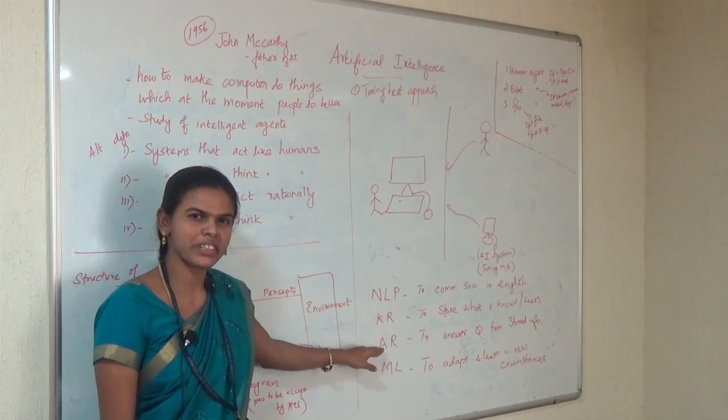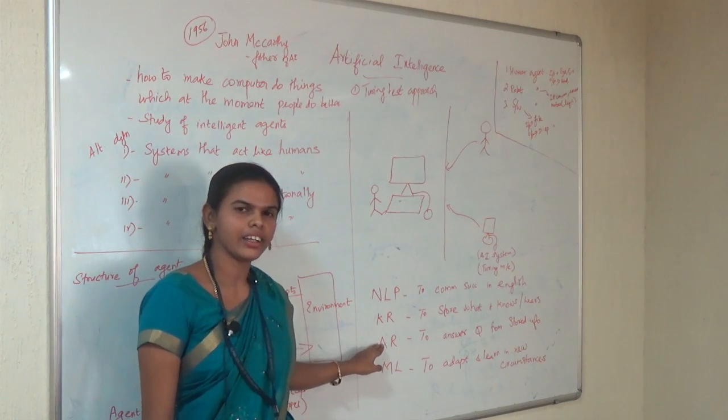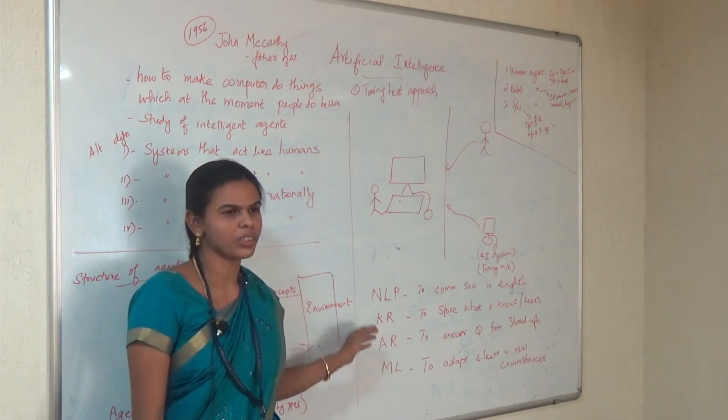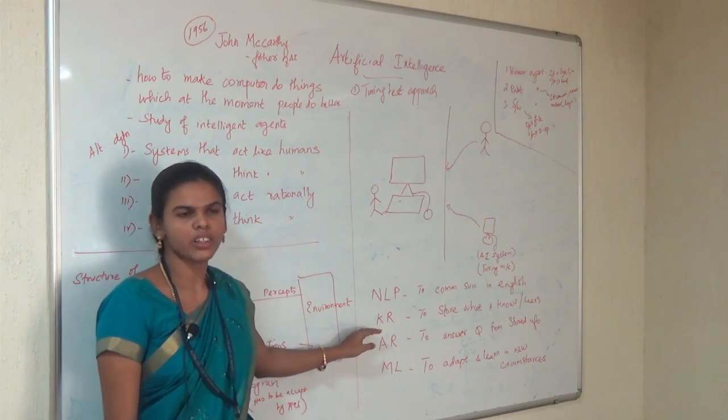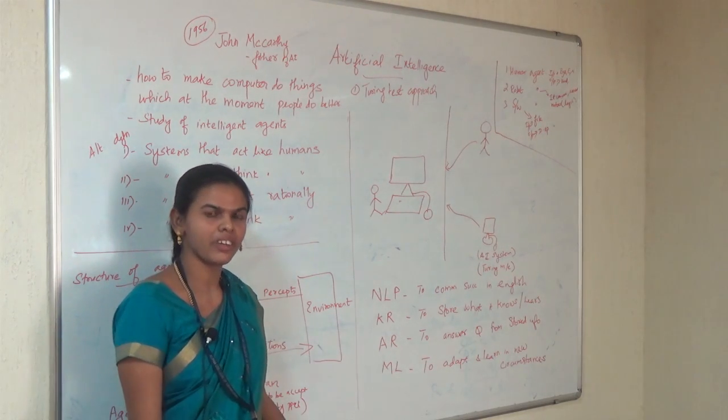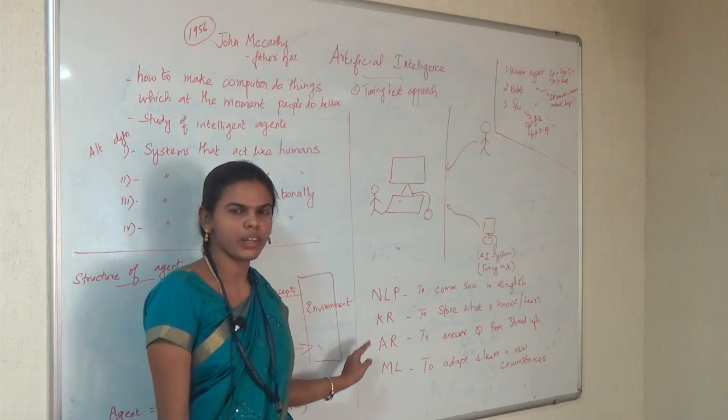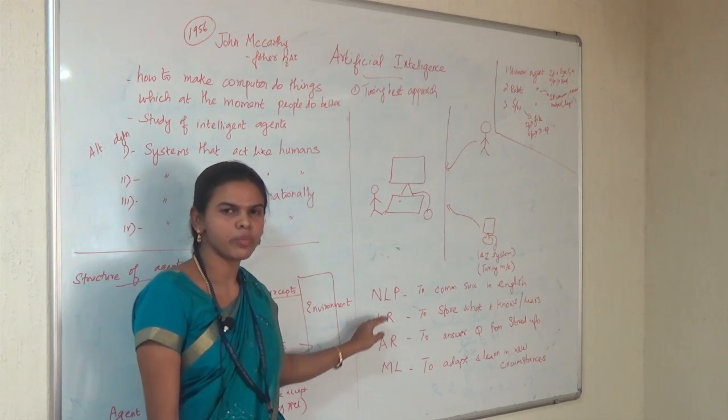And the third concept is automated reasoning, and in automated reasoning, we all know what reasoning is. If we human beings can reason out our answers, the same capability has to be given to the machine.